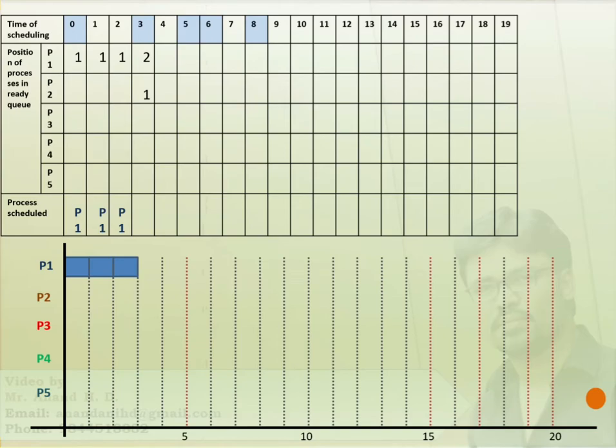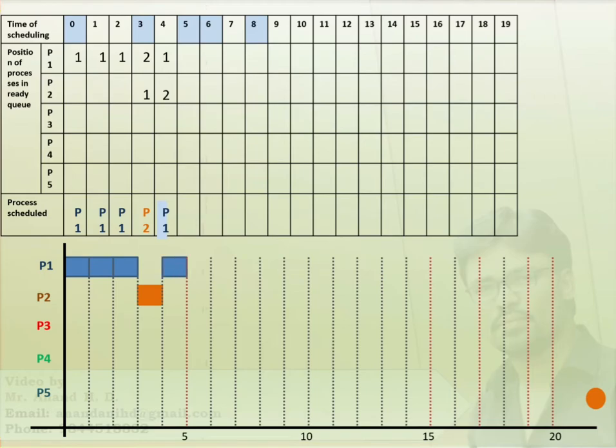So out of processes P1 and P2, P2 will be selected for scheduling and it will be scheduled from 3 time unit to 4 time unit. Okay, so at 4 time unit again there are only two processes, P1 and P2. P1 will be in the first position and P2 will be in the second position. So out of these two processes, P1 will be selected for scheduling and it will be scheduled from 4 to 5 units.